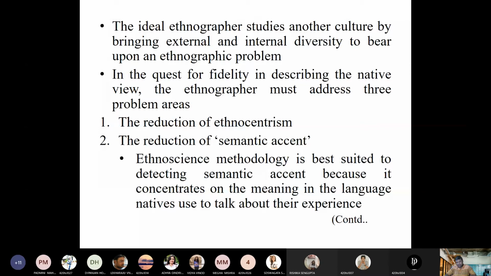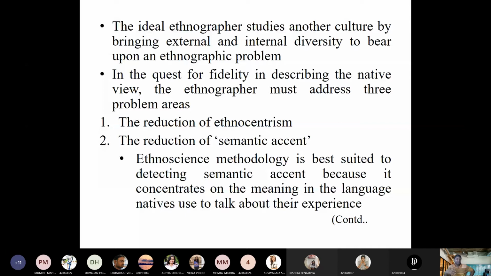We try to understand the meaning of that language, because whenever they are telling something, I should be very careful, as an ethnographer doing ethnographic research, about what exactly the meaning of the language they are using is, because unless and until I understand the meaning of that language, I cannot understand. Correct?